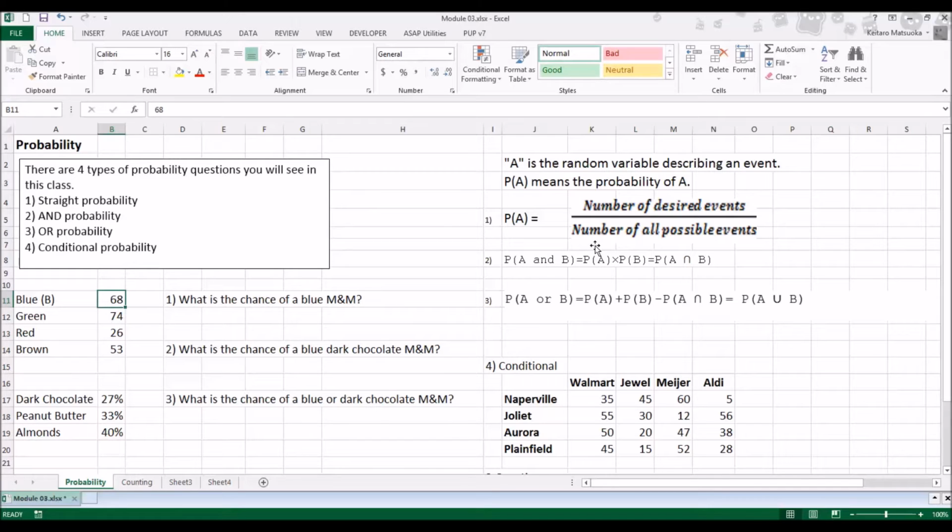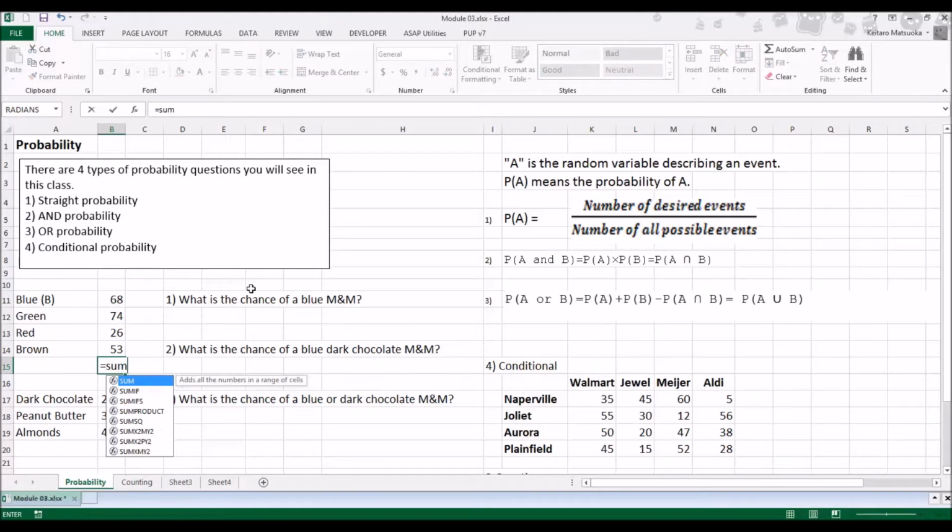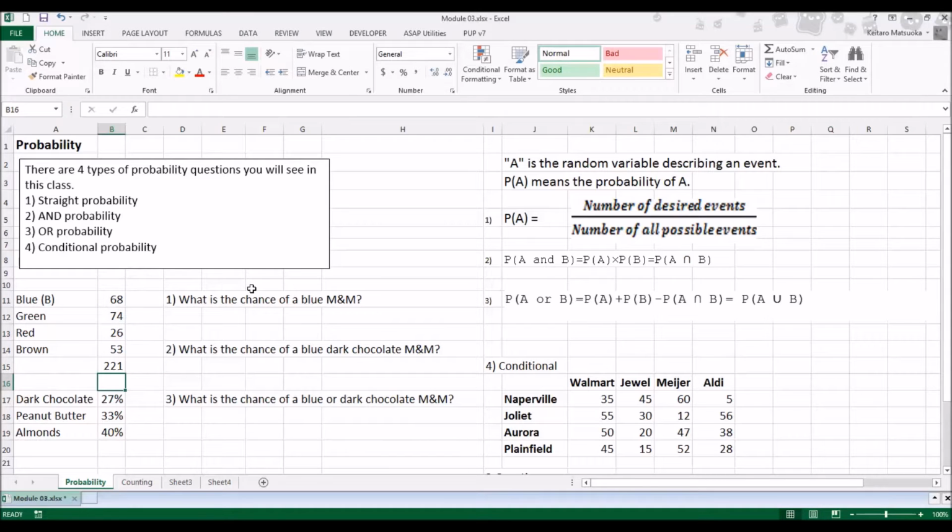What is the number of all possible events? That means the number of all possible M&Ms. That is a number we don't have, so you're going to have to manually calculate that number. So to do so, just use a sum formula and check all these numbers. So now we know that there's 221 M&Ms in the bag. So then to answer question number 1, the calculation will be 68 divided by 221. So there's about a 30%, 30.77% chance that it's going to be a blue M&M if I randomly pick one.